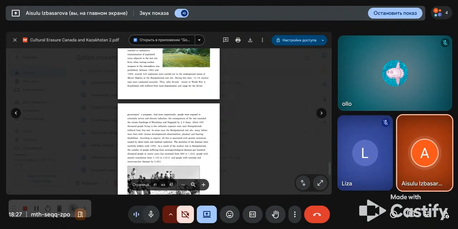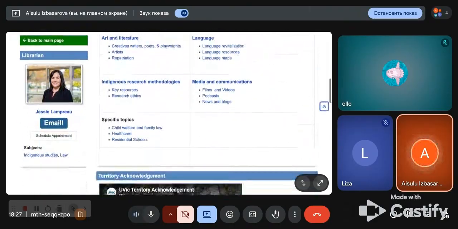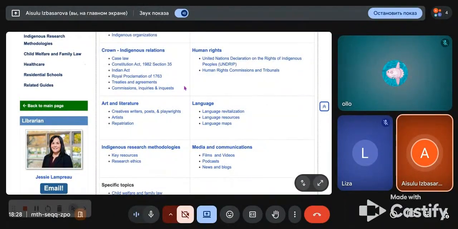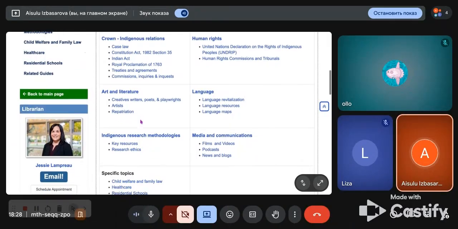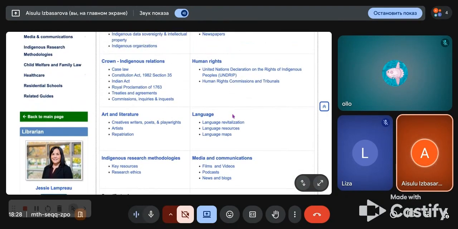Okay, so now I want to show you the research hub. This is the University of Victoria's library, and you can read anything you would like about indigenous people. So you can read about specific nations here, as we talked, the governmental structure that they had. They also have indigenous relations, basically the Indian Act that we talked about. We have treaties there. We have residential schools, healthcare, and so on. We have even language here.